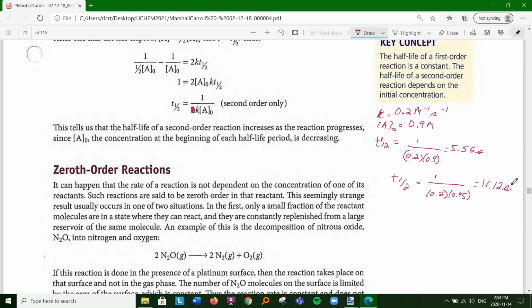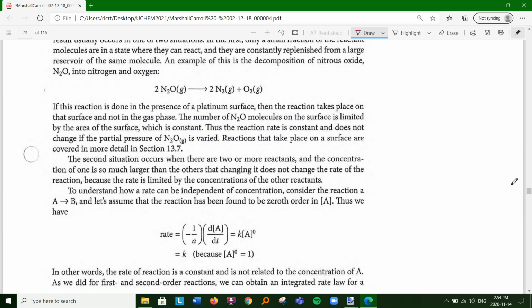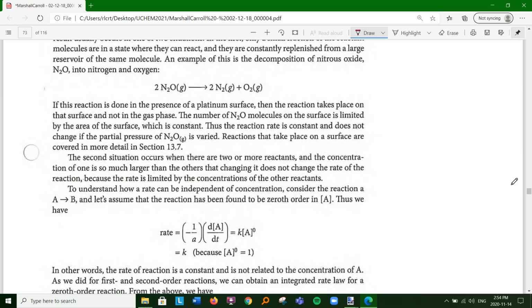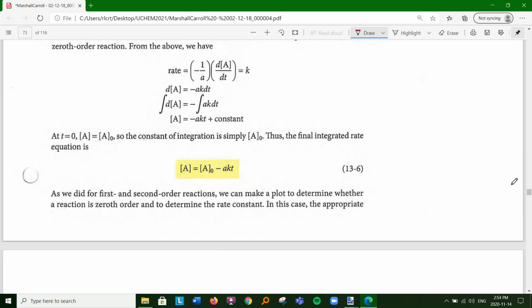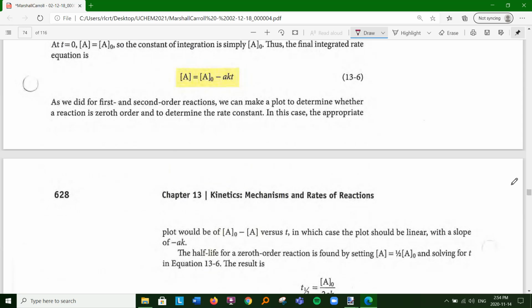Okay, so first order, second order. Then we get to zero order. It may happen that the rate of reaction doesn't depend on any of the reactants. They're called zero order. If you have a large reservoir of some molecule, you can flatten out the concentrations, and it is allowed. You can have zero order, and the equation for zero order, you can do the calculus, is A equals A naught minus KT. So that's y equals mx plus b, the equation of a straight line.